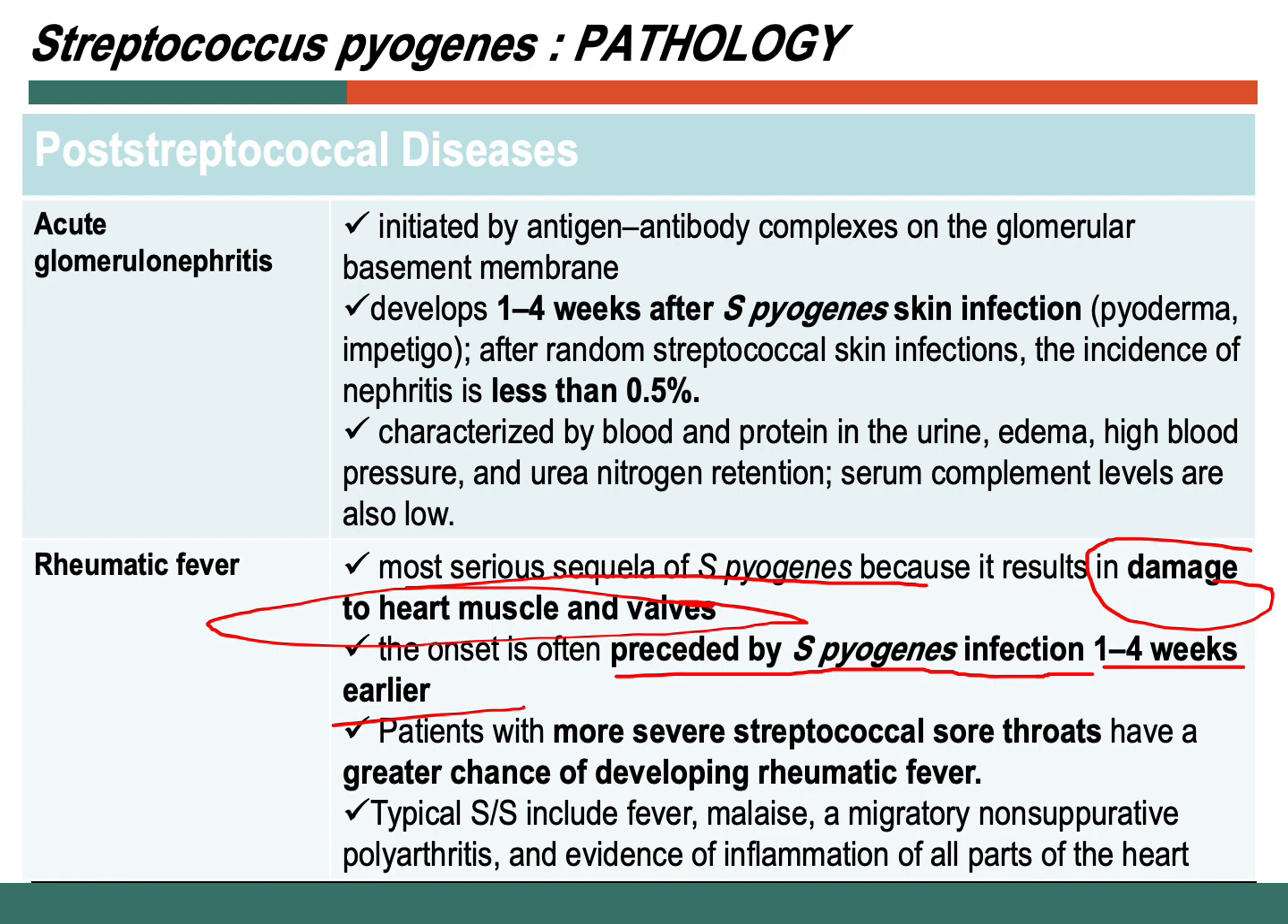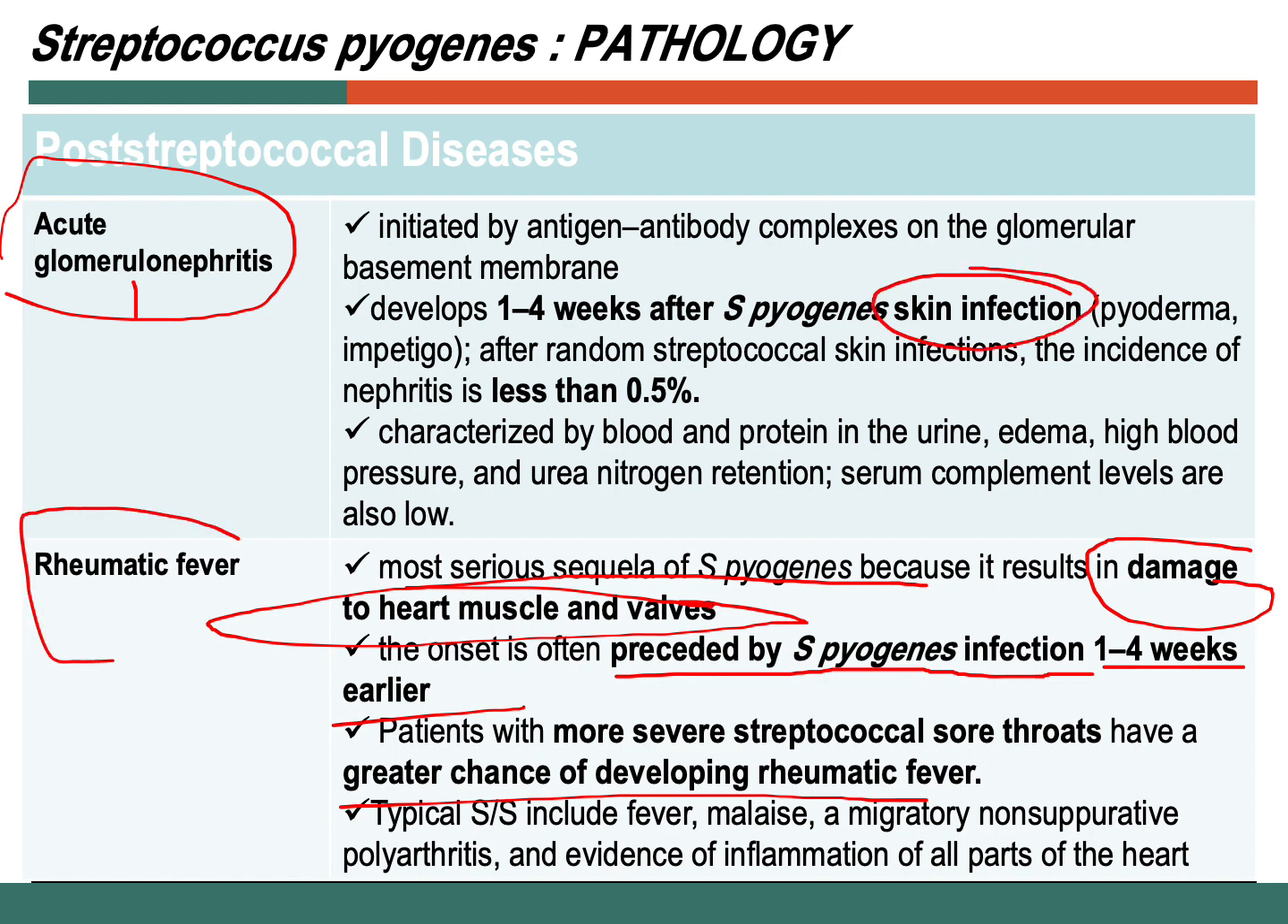Patients with more severe streptococcal sore throat have a greater chance of developing rheumatic fever. If acute glomerulonephritis can follow skin infection or pharyngitis, rheumatic fever is only common as a complication after pharyngitis.